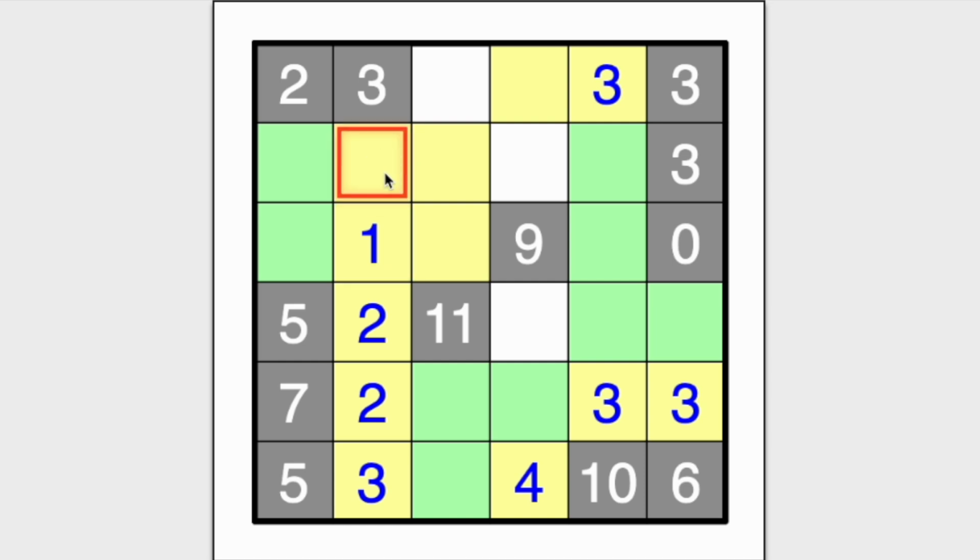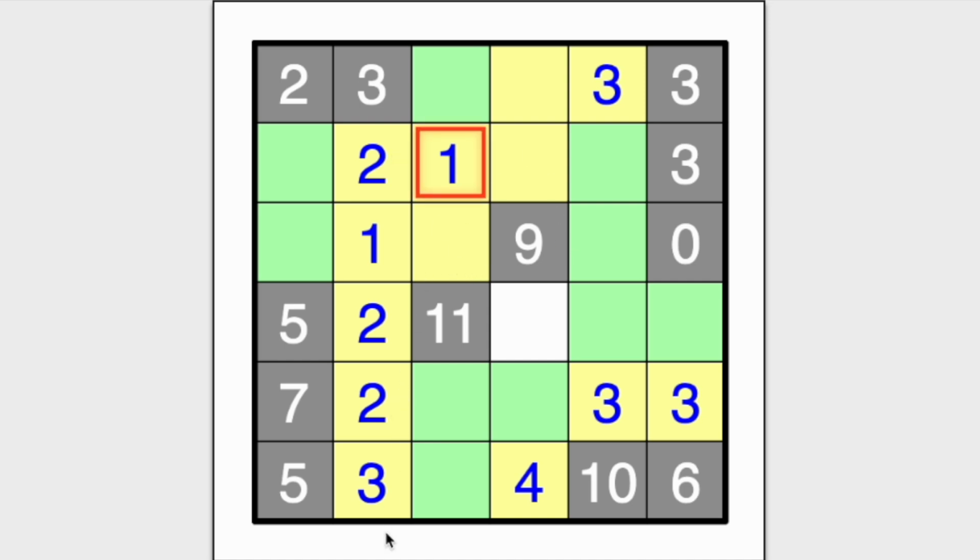This is a 2 because it's adjacent to these 2. The 3 needs exactly 1 more, so it's going to have to come from here, not here. So this is a 1. The 1 means it has 3 candle neighbors, which is 1, 2, 3.